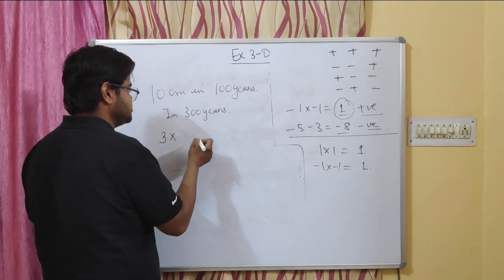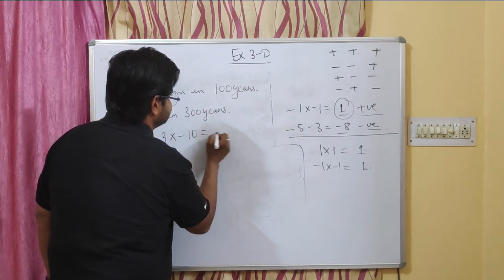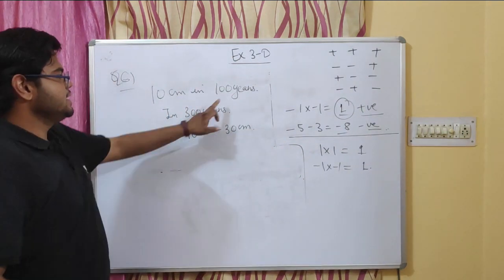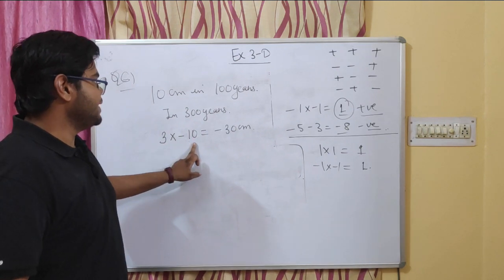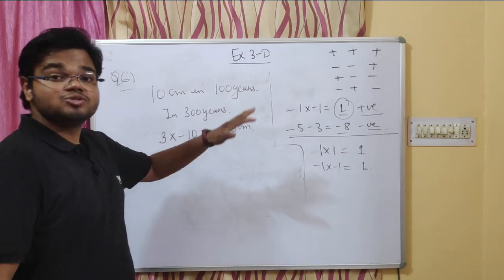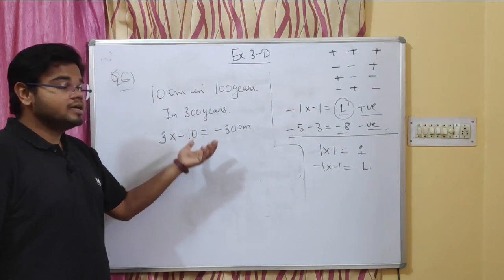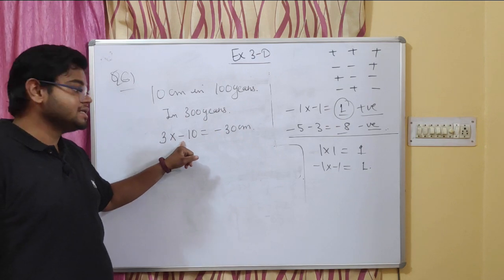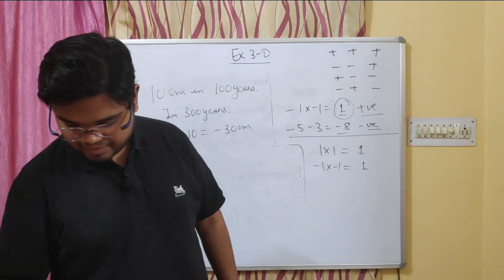300 years you have, so 3 into minus 10. Why 3? In 100 years, 10 centimeters, so in 300 years, 3 into minus 10. It is sinking, going below the sea surface, so this will be taken as negative. If it would have been rising, then this would have been taken as plus 10. So 3 into minus 10 equals minus 30 centimeters.